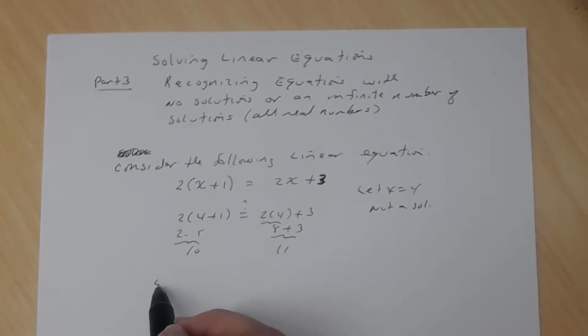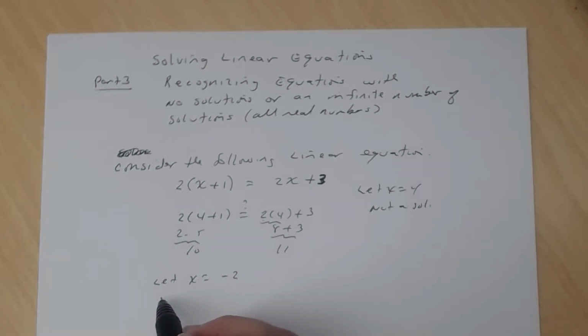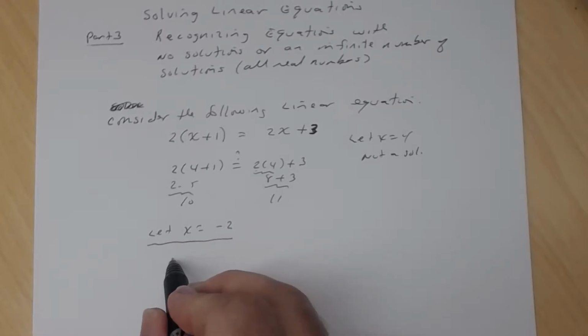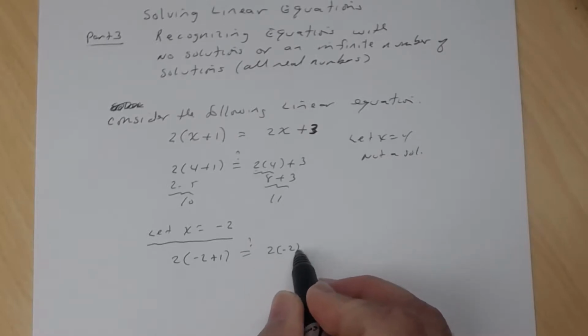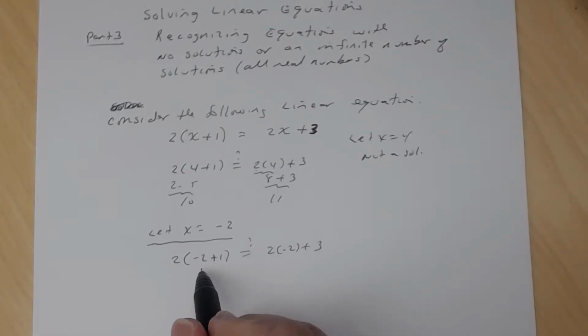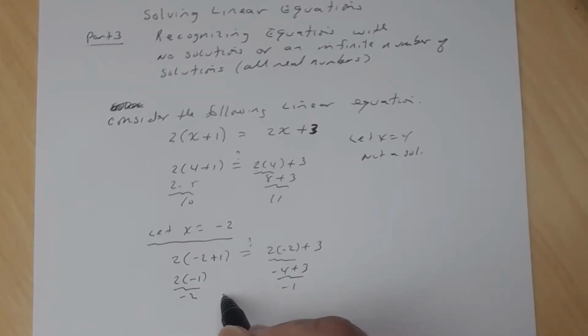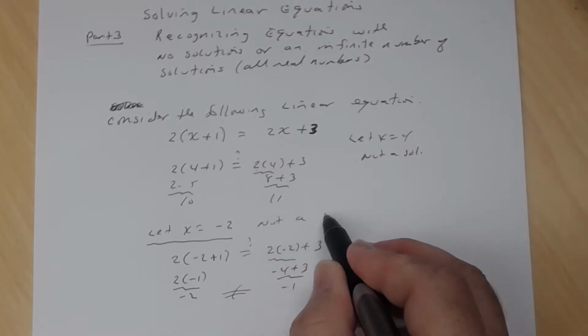Alright, so let's try x equal negative 2. Let's see what happens. If I let x equal negative 2, I get 2 times negative 2 plus 1, and I want to see if that's going to equal 2 times negative 2 plus 3. Using the order of operations, negative 2 plus 1 is negative 1, and 2 times negative 1 is negative 2. Over here, 2 times negative 2 is negative 4, and negative 4 plus 3 is negative 1. And so those are not equal. So x equal negative 2 is not a solution either.